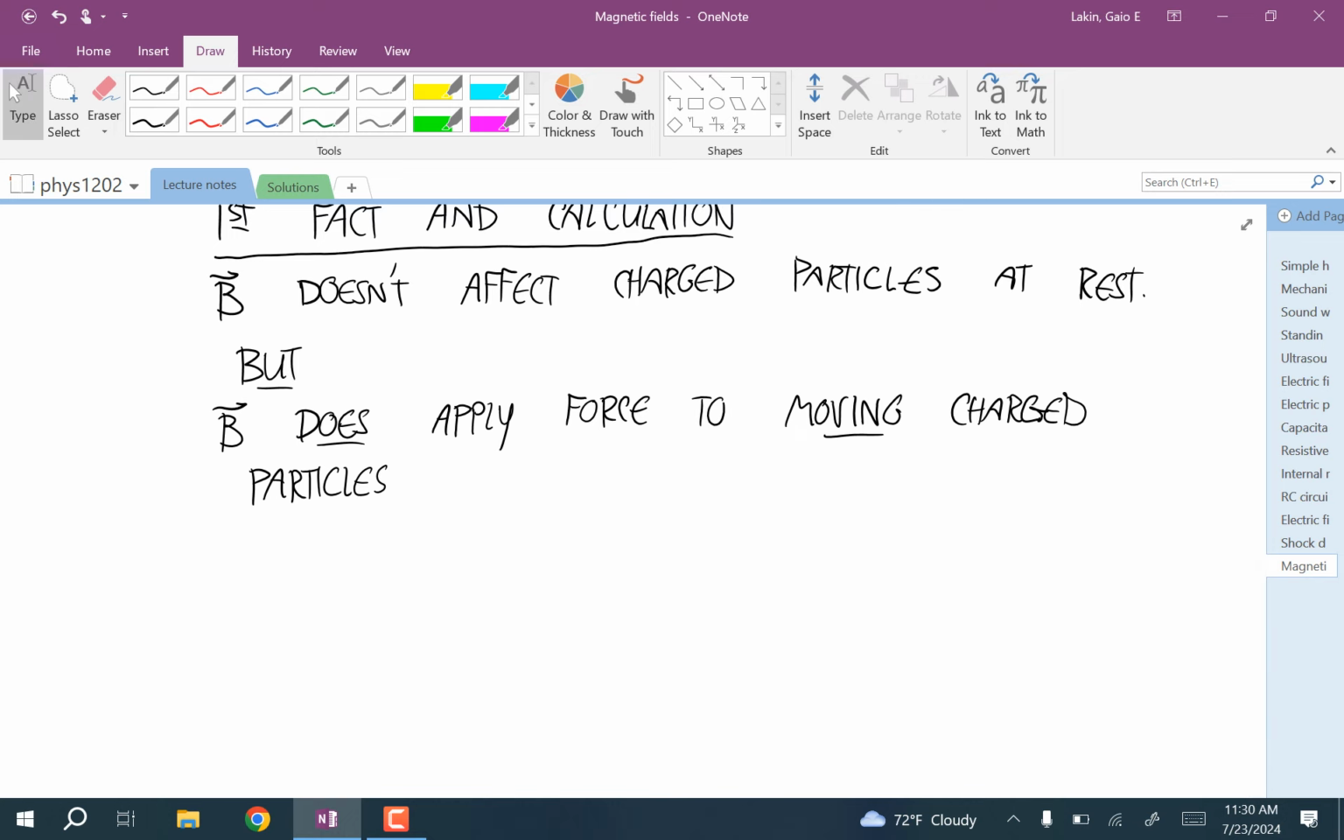And that force obeys this equation. So the magnitude of the force is equal to the absolute value of the charge of the particle. So for this part, we don't care whether it's a positive or a negative charge, times the speed of the particle. I'll write that as a capital V. So times the speed, times the magnitude of the magnetic field vector.